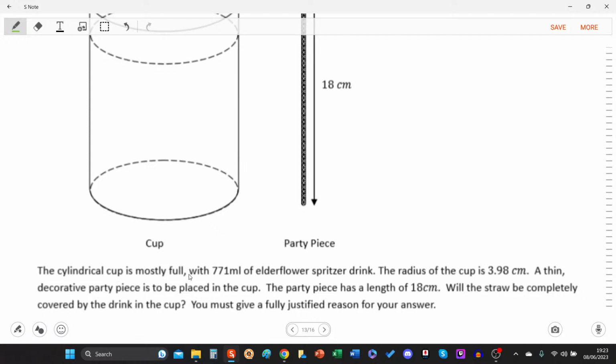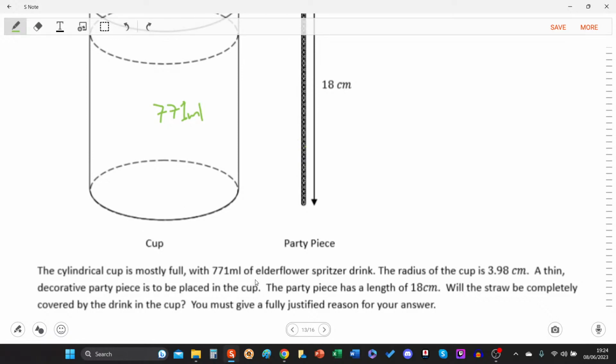The cylindrical cup is mostly full, with 771, let's write that down while we don't forget it, 771 milliliters of elderflower spritzer, I could do with that right now. Elderflower spritzer, yeah, elderflower juice in with just fizzy water. Summertime. The radius of the cup is 3.98 centimeters, a thin decorative party piece. That's this. See how I put a little texture on it, like decorative. Is the best I could do.